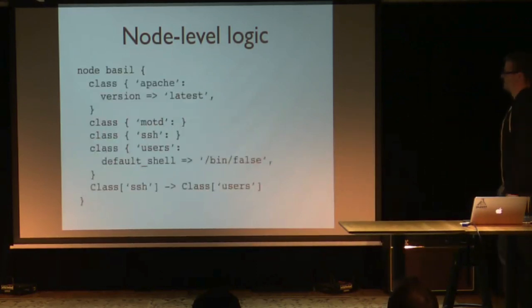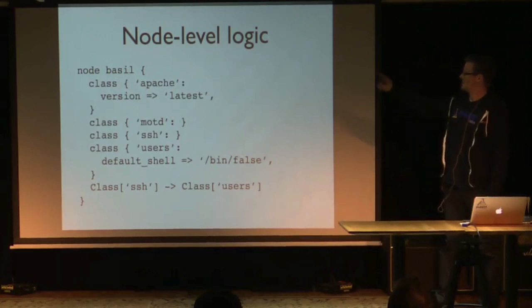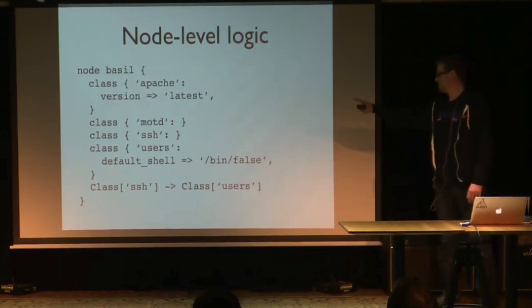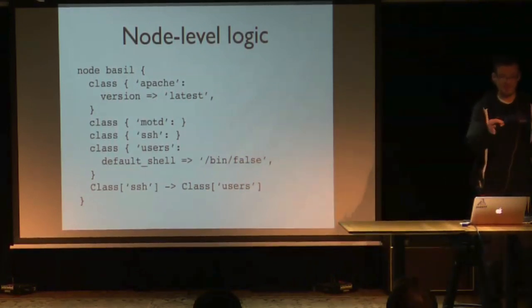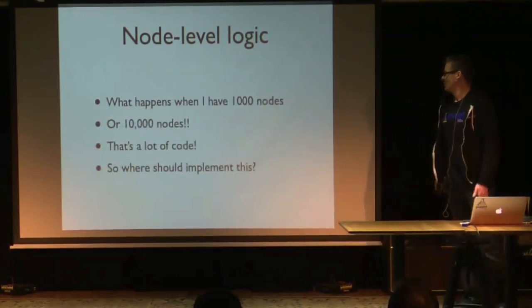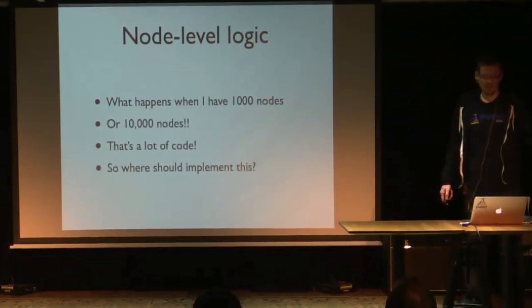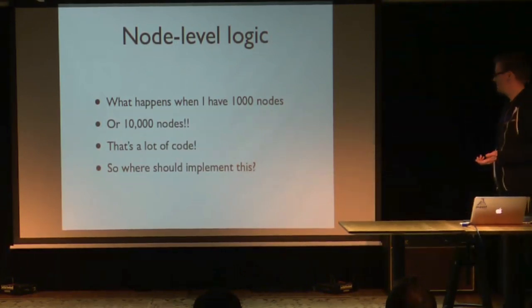So, for instance, I don't really want to look at node Bazel and find out it's got class Apache and MOTD and SSH and users with that shell and that. That's way too much information for me to be tying to node Bazel. Because when I have another 1,000 nodes or another 10,000 nodes, that's a huge amount of code. So this is talking about where you should actually start implementing this stuff.